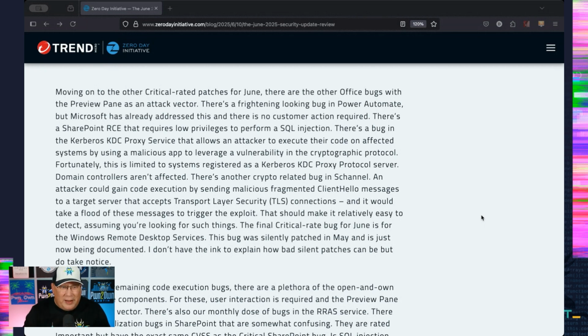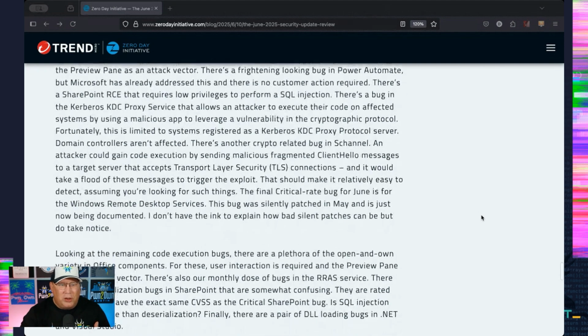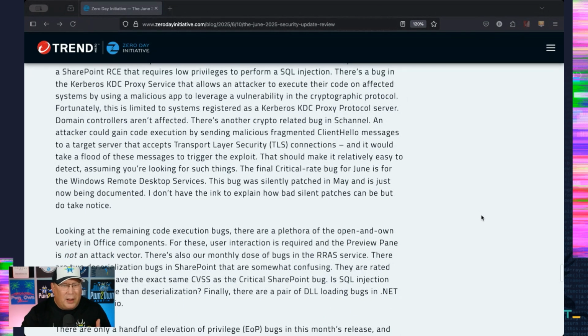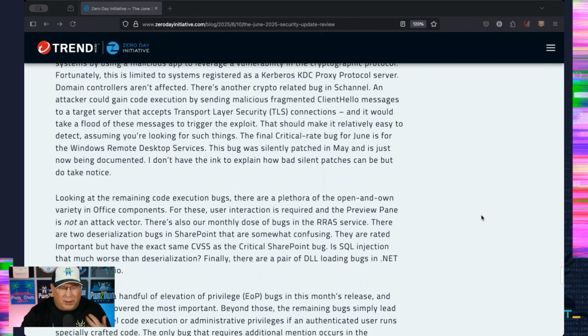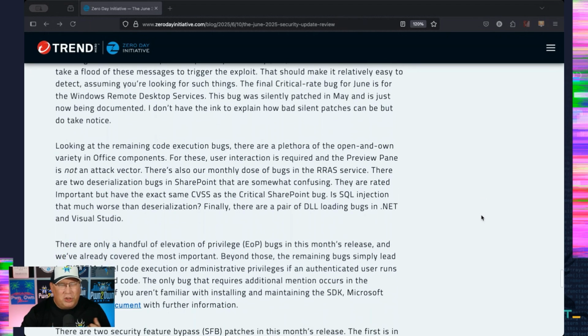There's some really interesting cryptography bugs too. There's one in Kerberos KDC, which allows attackers to execute their code on impacted systems. I don't know the exploitability on this one. Those types of bugs usually are very hard to exploit. There's also a similar bug in S-Channel. You could gain code execution through TLS connections. Again, these bugs are typically very difficult to exploit.